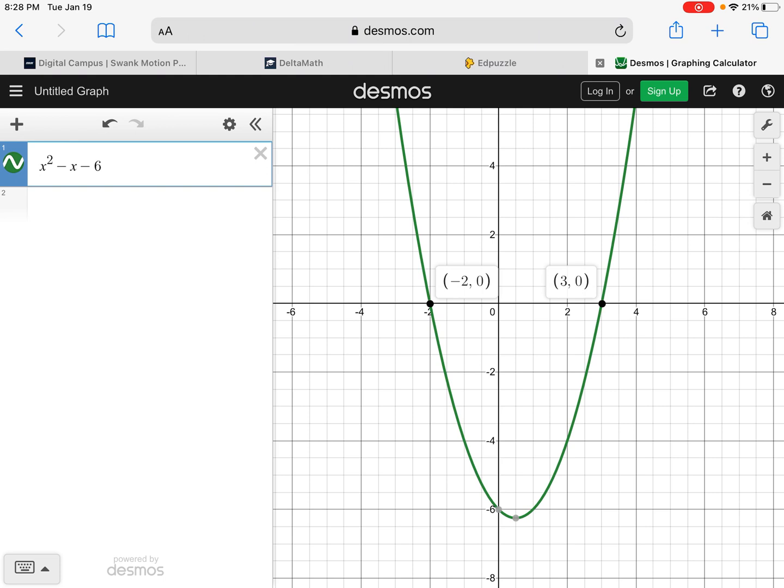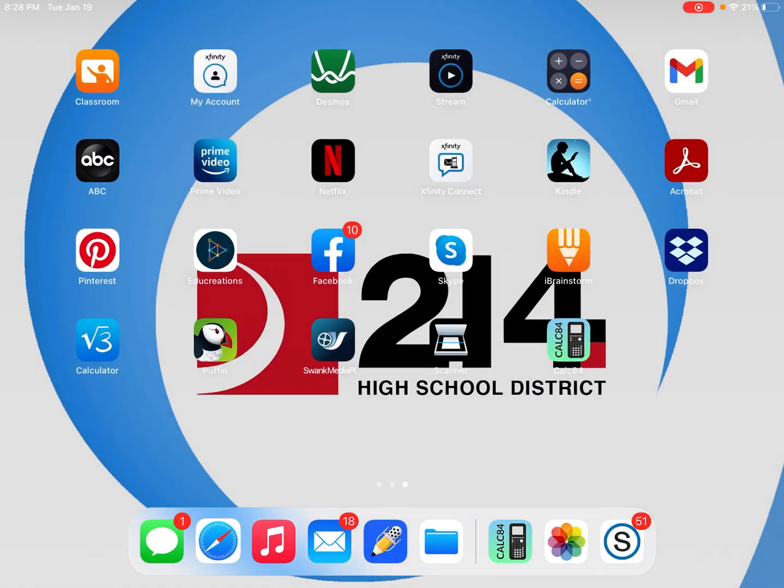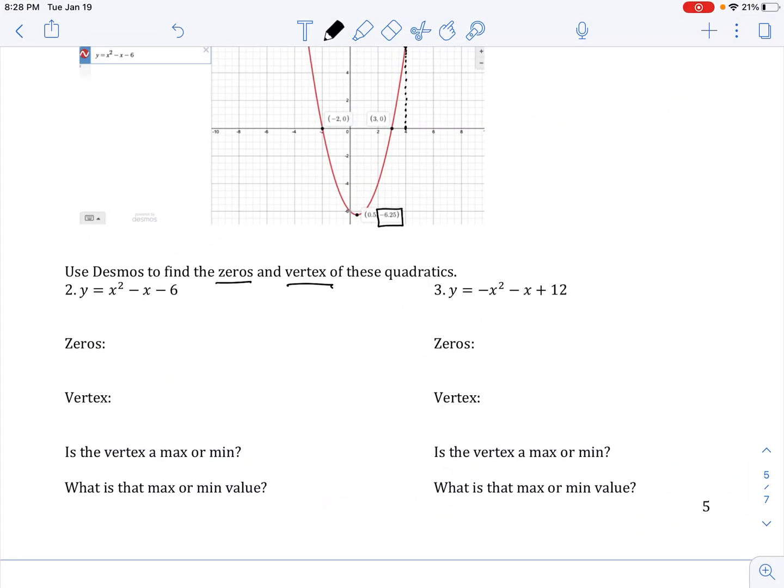So one x-intercept there, another x-intercept there. And notice that when I touched the curve, those gray points appeared. All right? So you might need to have another piece of paper to write that down so that you can answer those questions. So negative 2, 0, 3, 0. Okay, so my zeros, x equals negative 2, x equals 3. Notice how I'm writing them. I'm not writing them as ordered pairs because it said use Desmos to find the zeros. Those are like finding the solutions.